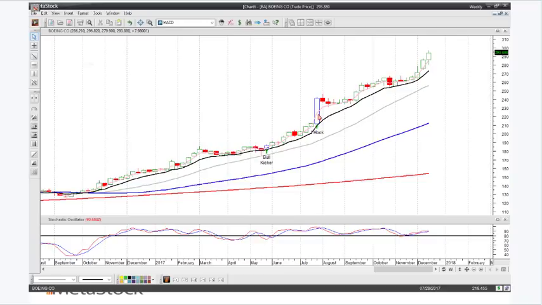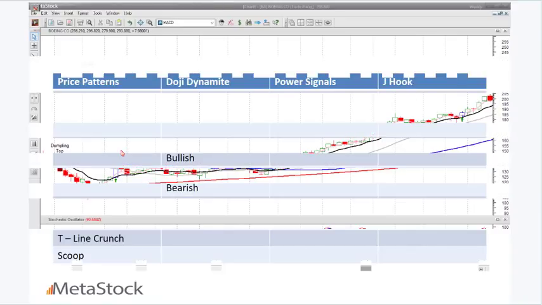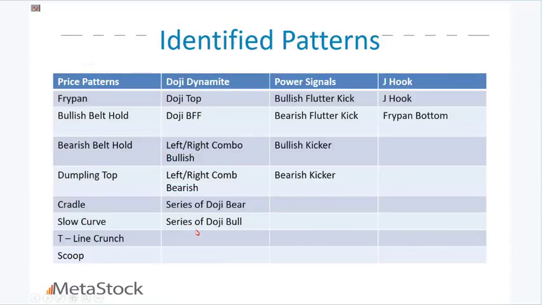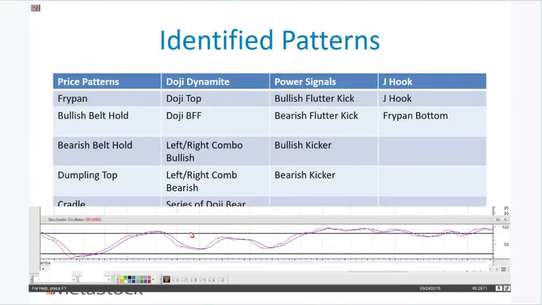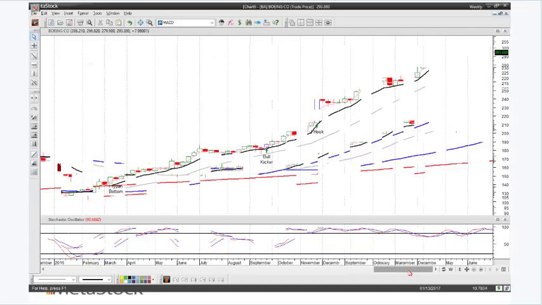You'll see this J-hook pattern that happened, and we can go back in time. Any of those patterns that were on this list, any of these 20 patterns, are automatically going to be identified on the chart for you and labeled. Okay, so here we've got a fry pan bottom, and a dumpling top that occurred here. Those are just automatically going to be labeled for you.